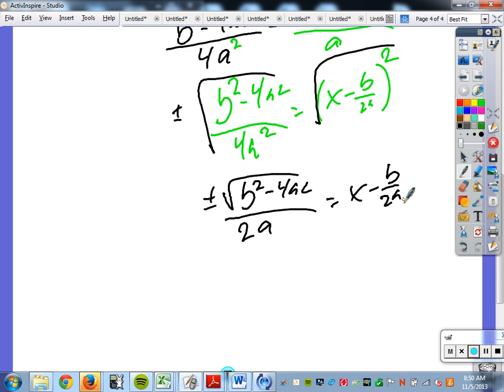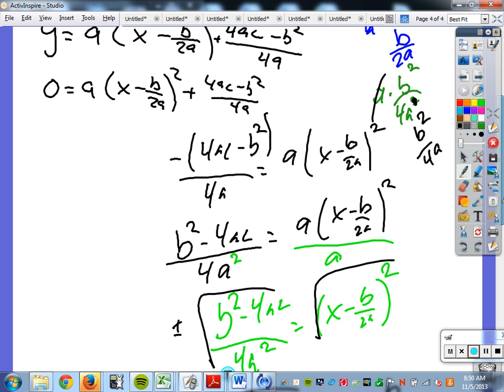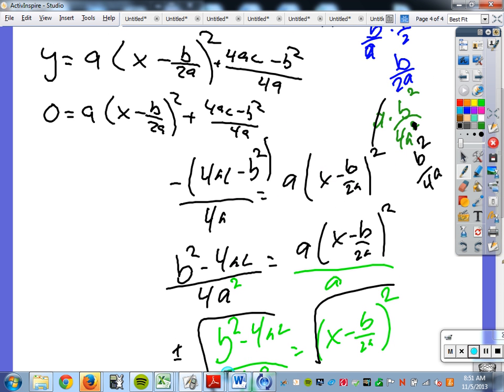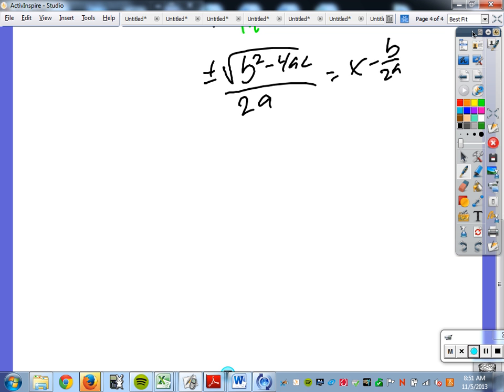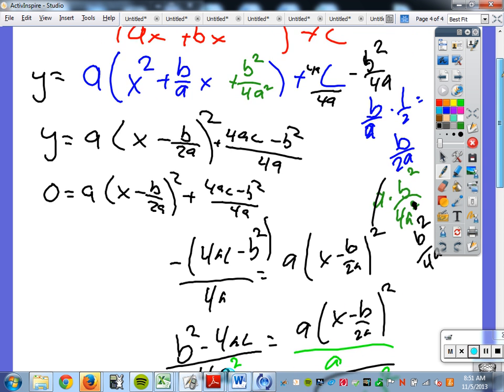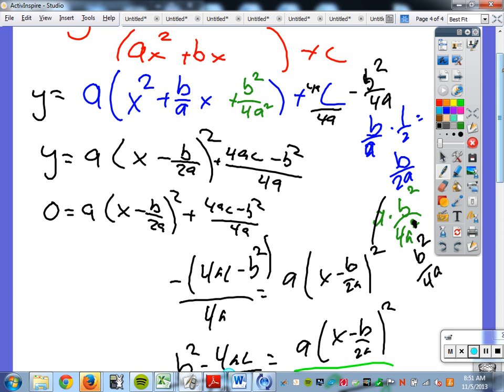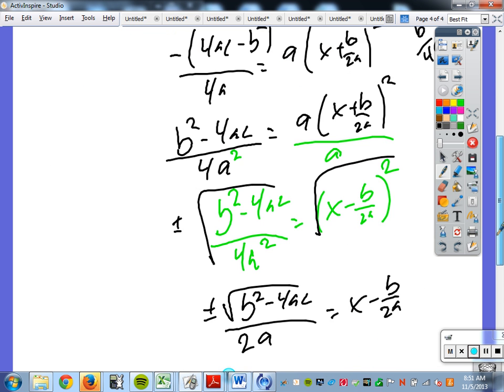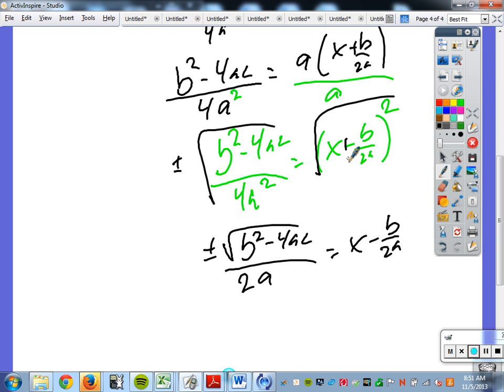Hold on, this should be a plus, gosh darn it. All the way back up there. I messed up all the way up again. Yep, that should have been a plus. Sorry. There's something wrong. Then what do we do?